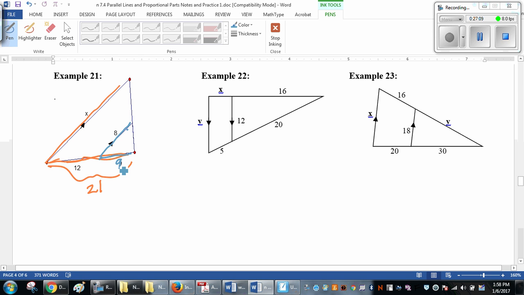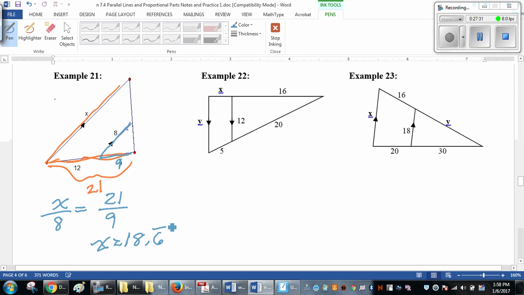So when we set up our proportion, this one's pretty quick. X over the whole side of the corresponding small triangle, 8, equals the whole side of the large triangle, 21, over the corresponding side of the small triangle, 9. There we go. Cross multiply and solve. And I got a decimal on this one, so double check me.